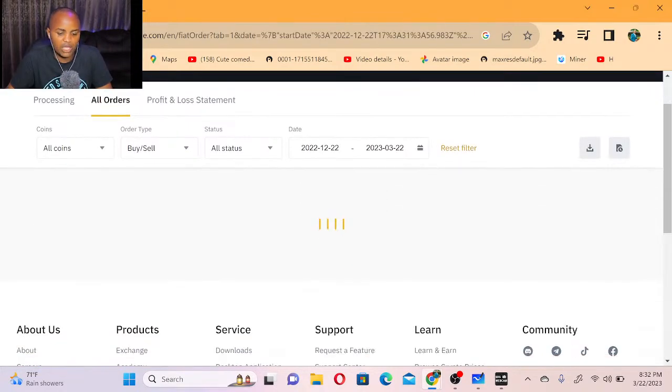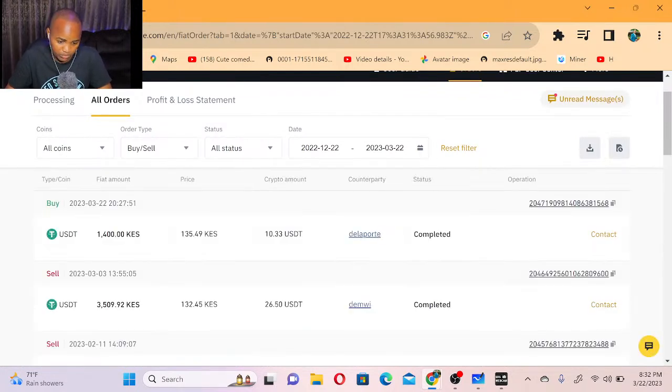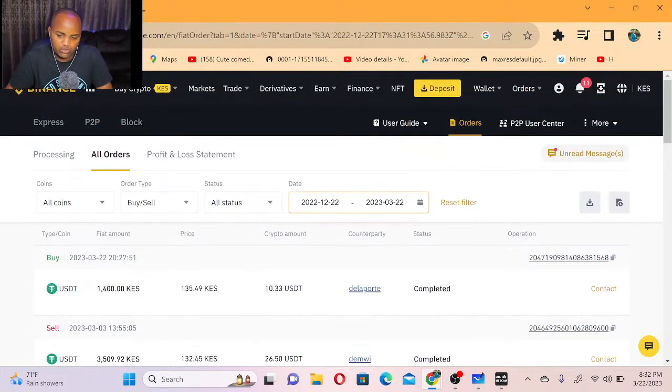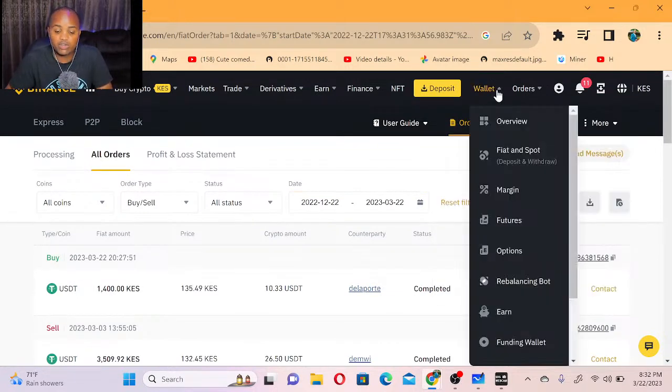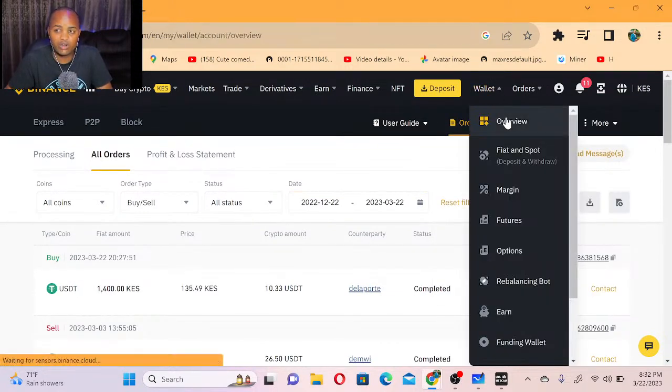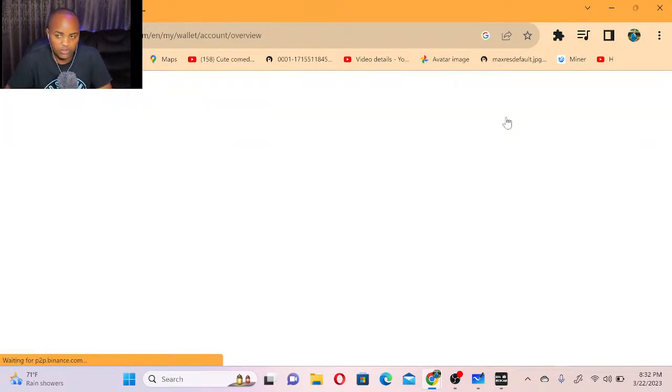Okay, so I'm not going to explain how Binance works on all this, because the crypto exchange platforms are different. And you can see this transaction has been completed right over here. This is 1400 completed. Okay, we are done. So we have bought how much? 10.33 crypto. So what I'm going to do over here is go to the wallet and then go to overview. Okay, so I go to the wallet and go to overview. So what I'm going to do right over here is now I'm going to trade.